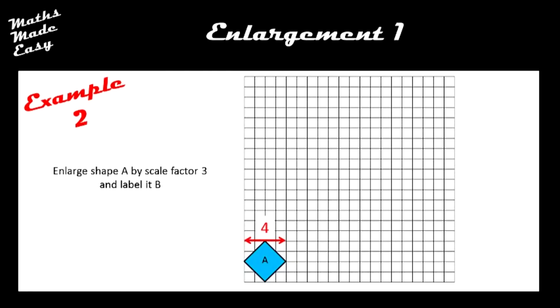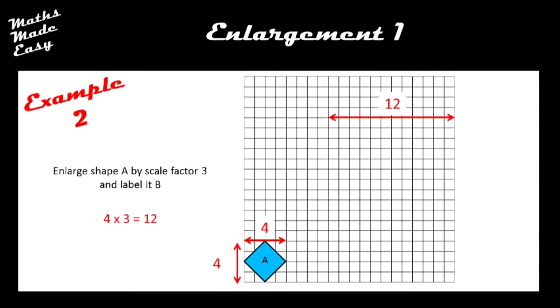So the first thing I'm going to look at is how wide this shape is, all the way from point to point across the shape, and I can see that it's 4 units. So that needs to be reflected in our new shape. The scale factor is now 3, so 3 times bigger than 4 is 12, which means my new shape is going to have a total width of 12 units.